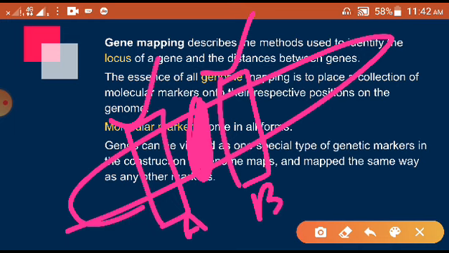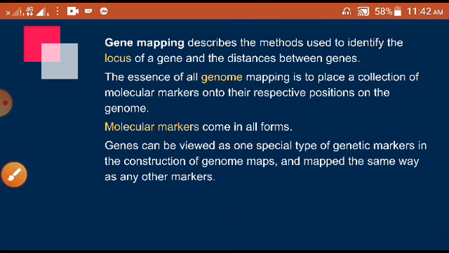So like that you have to place the markers, and these markers are of various forms. As I told you, a gene can be viewed as one special type of genetic marker in the construction of genome maps and mapped the same way as the other markers.